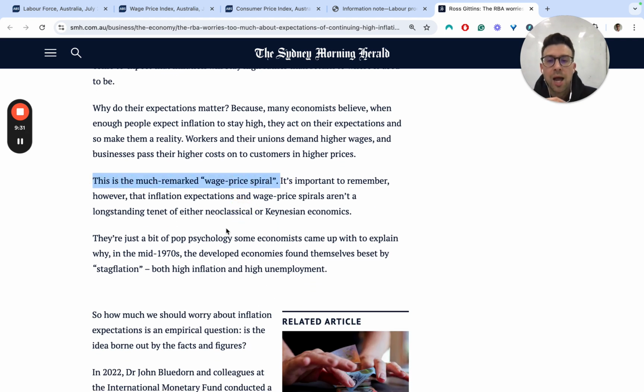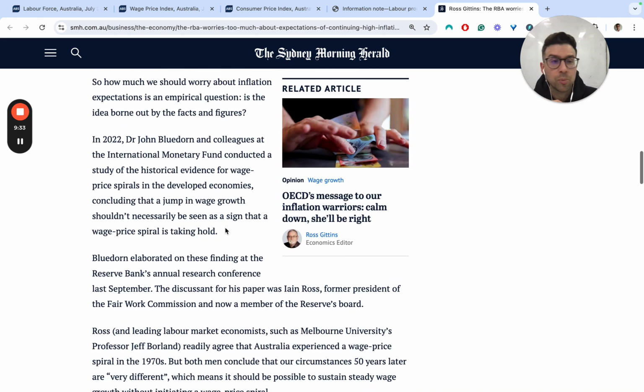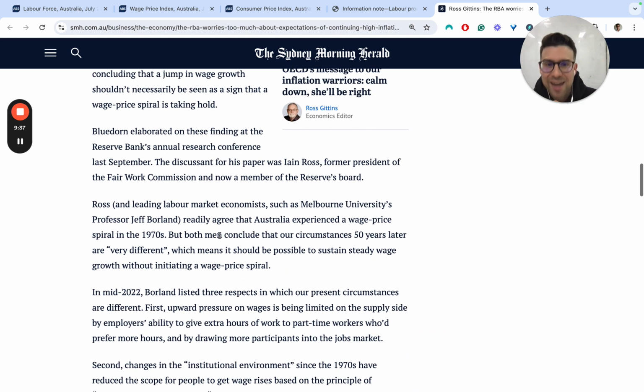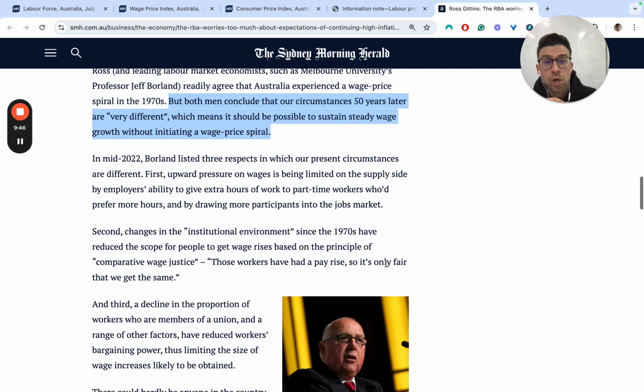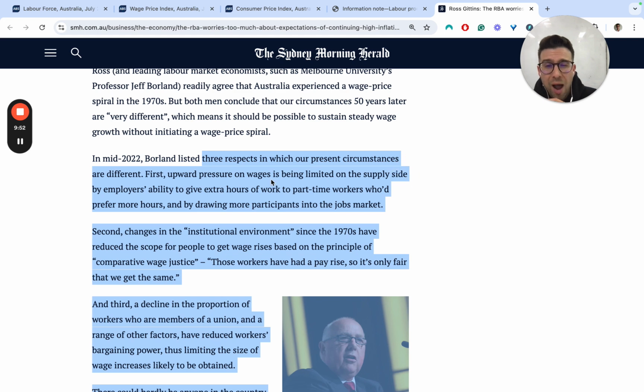Now note, this has been something that did arguably occur in the 1970s in Australia, and so the argument is, well, is that still a risk now? And what is identified is that circumstances now are very, very different, which means it's possible to sustain steady wage growth without initiating that wage price spiral. There are three reasons why it is argued.